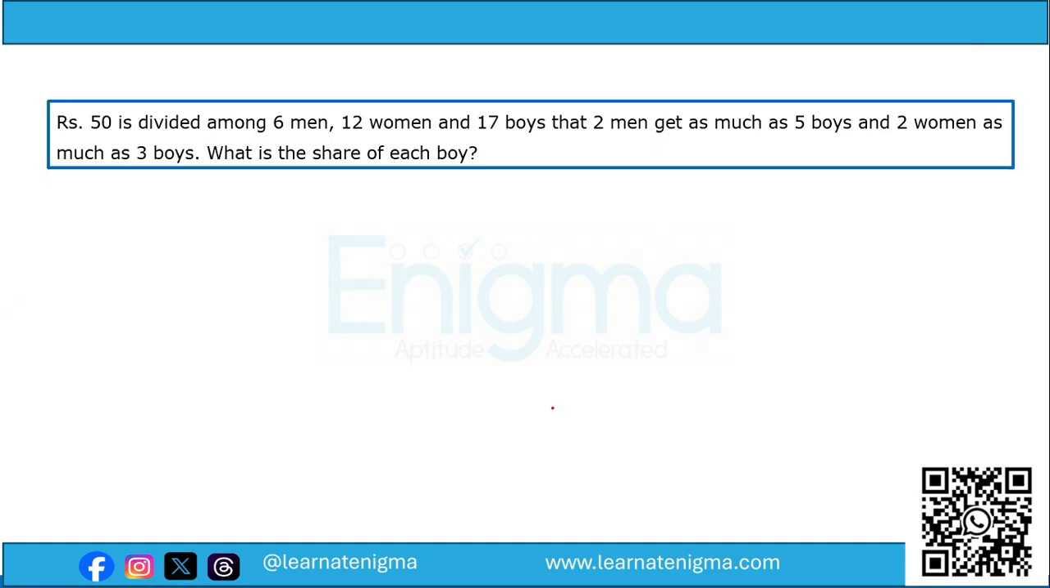Rupees 50 is divided among 6 men, 12 women, and 17 boys, such that 2 men get as much as 5 boys, and 2 women get as much as 3 boys. What is the share of each boy?